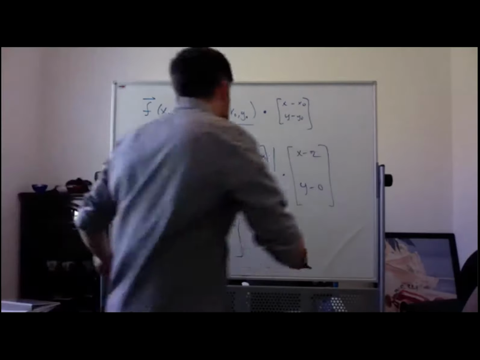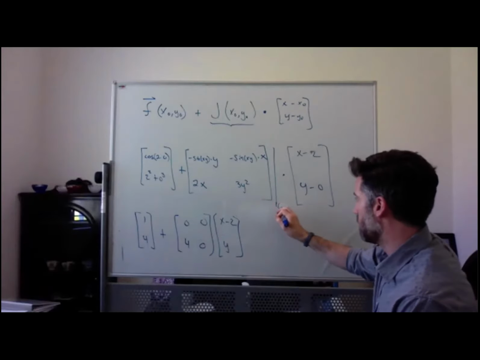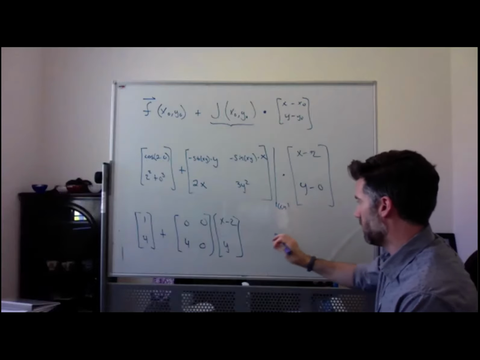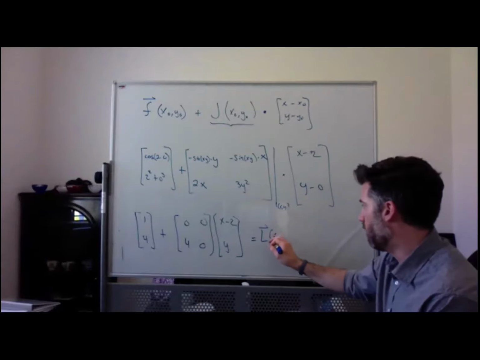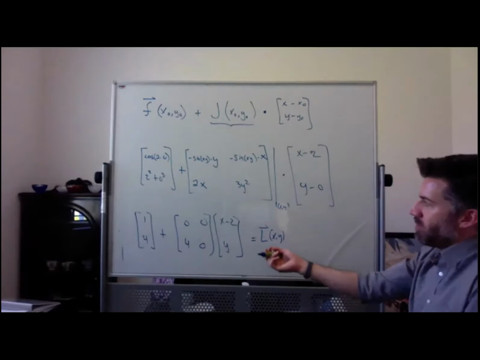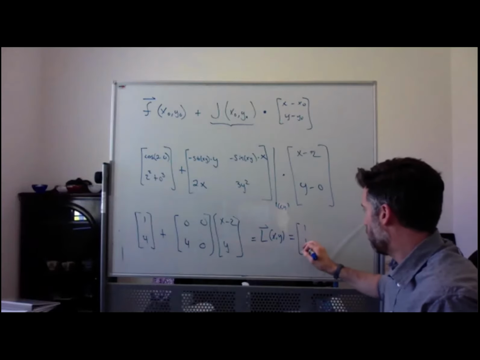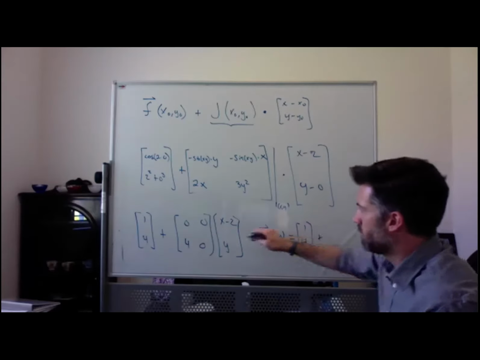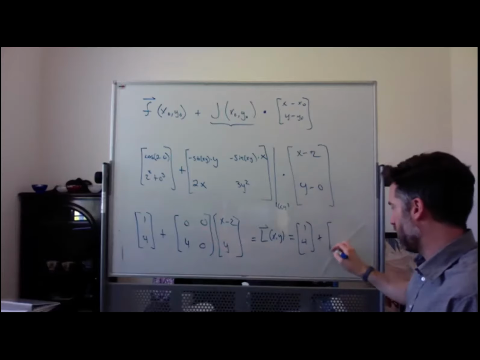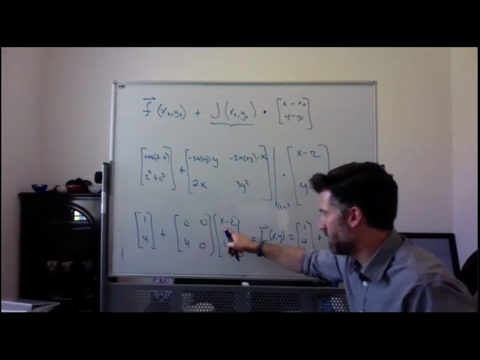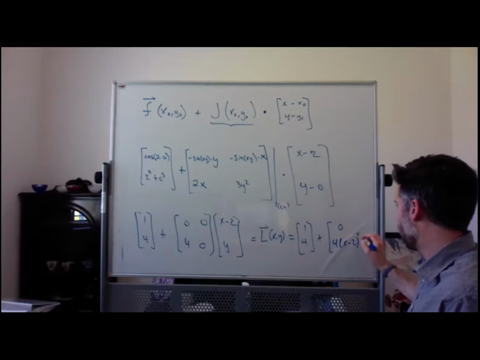And then if you wanted to write this out, this is kind of a nice way of writing this answer. This is how people might just leave it. You could say this is your linearization as a vector valued function of x comma y. But if I was actually going to multiply it out, I would get 1, 4 plus 0 times x minus 2 plus 0 times y is just 0, which I know is super boring. And 4 times x minus 2 plus 0 times y is just 4 times x minus 2.